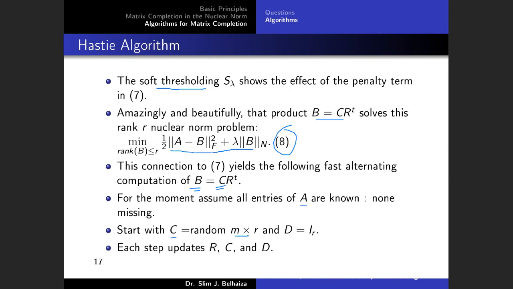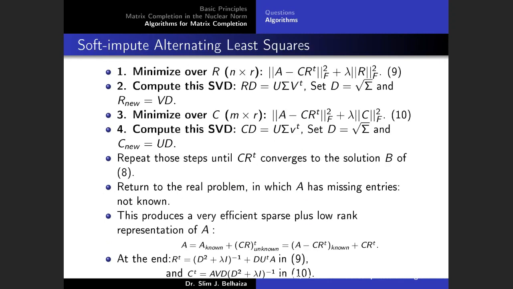So for the moment, assume that A is known with none missing. Then C is random, M by r, and D equals the identity I_r, and you initialize, and each step updates R, C, and D. These are the main steps of the algorithm, and you can start iterating. First of all, you try to find the R that minimizes this objective. Now, C is fixed, since it has been pre-initialized, so we're working on this part of the biconvex problem. So you minimize this objective. Once you find the R, you compute the SVD. D was initialized to the identity I_r. And you set the updated D to be equal to the square root of the Sigma, and you update R, which is equal to VD.